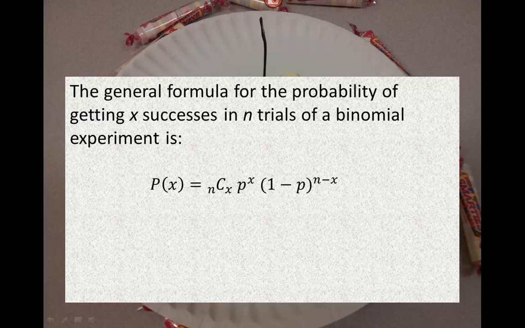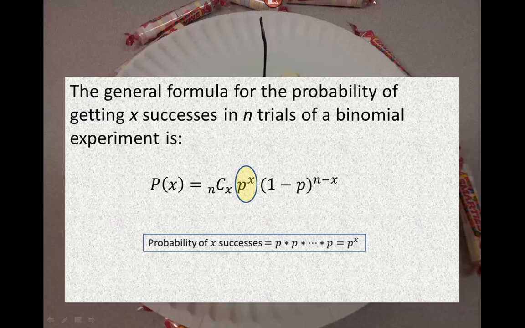The formula for the probability of getting exactly x number of successes in n trials of a binomial experiment is this. Let's look at each piece of this formula separately. Notice the p raised to the x power. Because the trials are independent and the probability of getting 1 success is p, the probability of getting x successes is p times p times p, x times, or p raised to the power x.